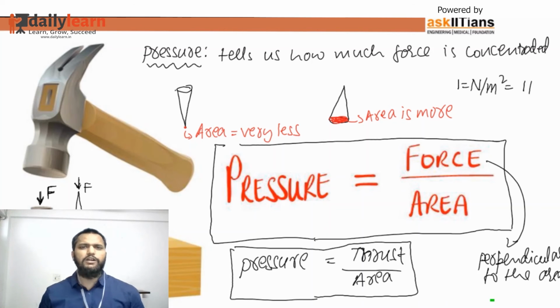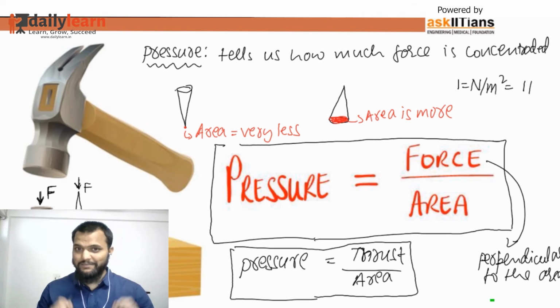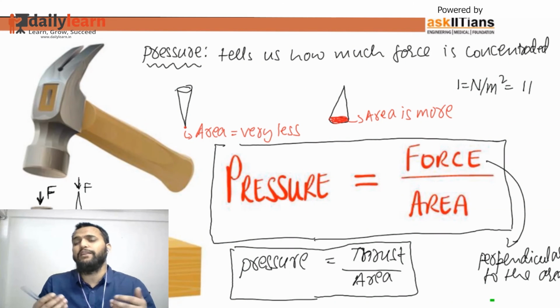Now let's talk about the unit of pressure. Pressure is written as force over area. The force has unit Newton and area has unit meter square. So Newton per meter square is the SI unit of pressure. And 1 Newton per meter square is also called 1 Pascal. So you can say Pascal is the unit of pressure. Please keep in mind, less area, more pressure. More area, less pressure. So high pressure will damage you more. Less pressure will damage you less, or it may not damage you at all.